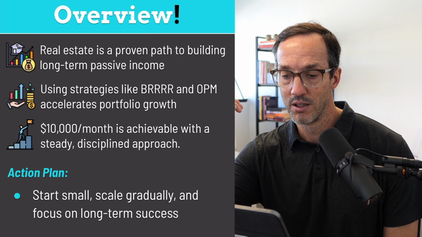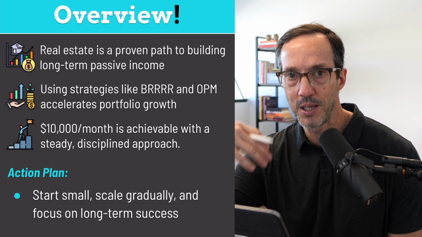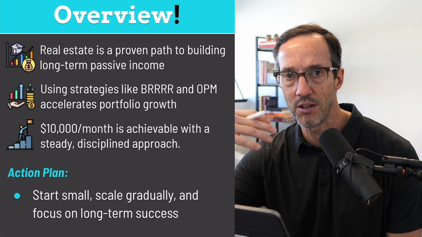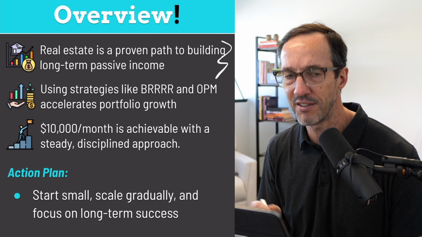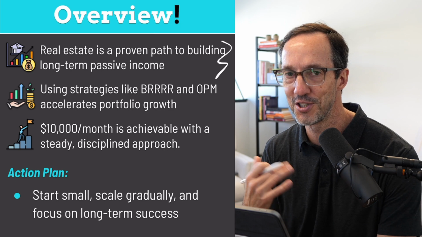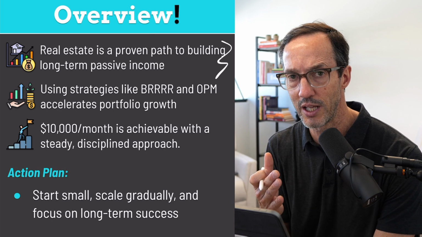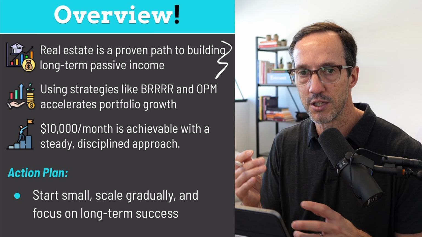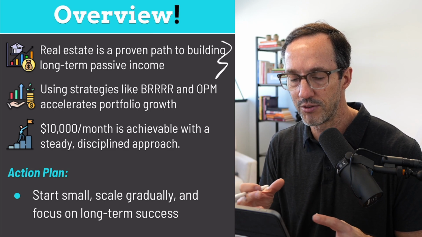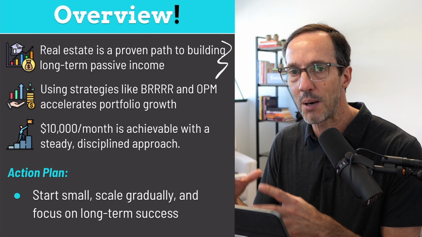So this is how a lot of people build wealth. This is how people get to $10,000 a month in passive income. Now, I use the word passive income loosely because there's still a lot of work that goes into it. You're going to have to do a lot of work. Your team's going to have to do a lot of work. But you can use other people's money, the BRRRR method. There's all kinds of ways to accumulate one property at a time.